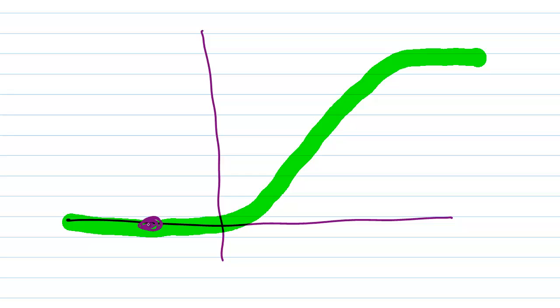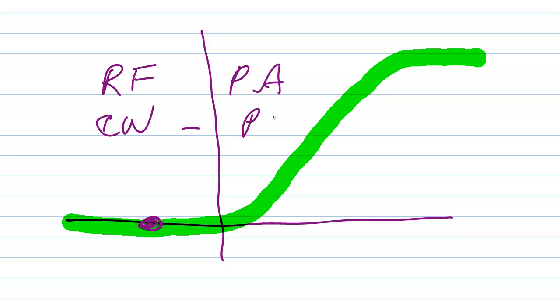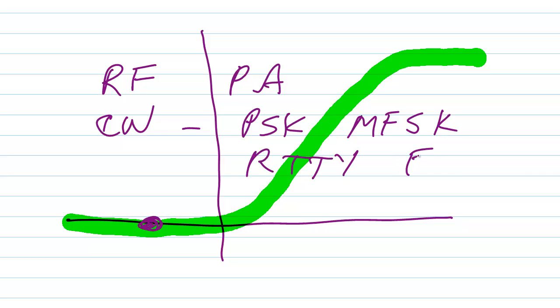You can use a Class C amplifier as an RF power amplifier for any signal mode where there is no analog modulation, and that includes CW or Morse code. It includes phase shift keying. It includes multiple frequency shift keying. It includes radio teletype, and it includes FM. So Class C amplification is in fact used in some radio frequency power amplifiers.